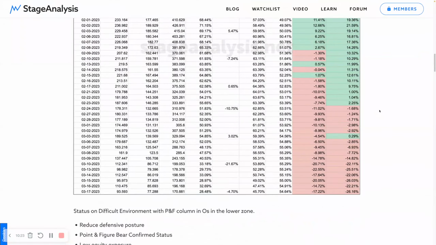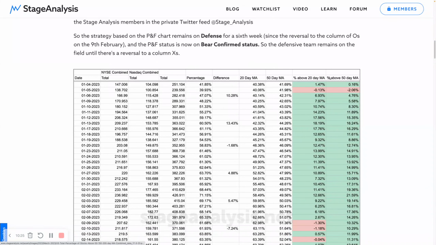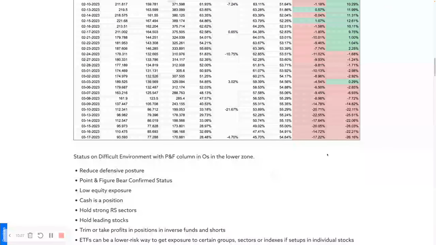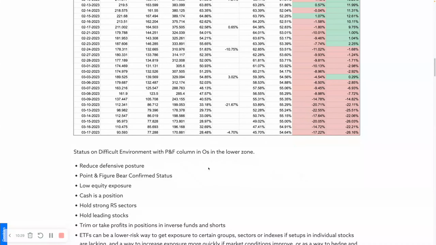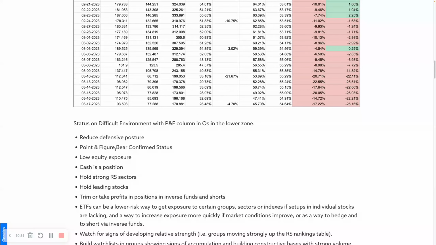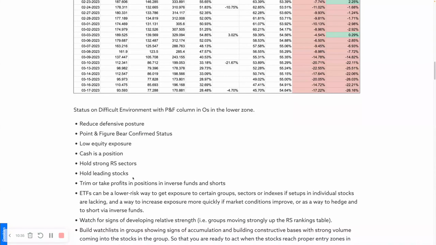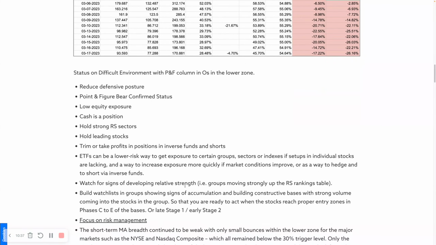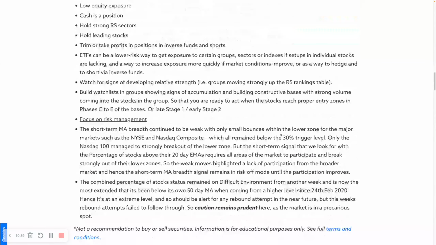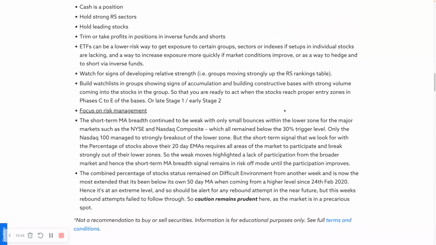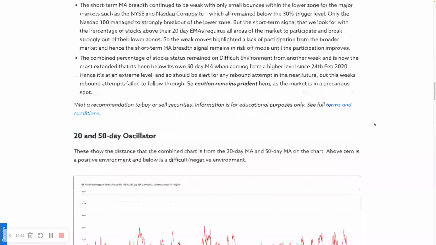From this, we can get the percent above the 20-day and the percent above the 50-day, and this is really helpful to determine what type of environment we're in. As I said, we're on point and figure bear confirmed status: low equity exposure, cash is the position. You can use the bullish percent playbook strategies for the same type of things with this. So at the moment we're looking at a very, very defensive strategy. Caution remains prudent here, as the market's in a very precarious position.